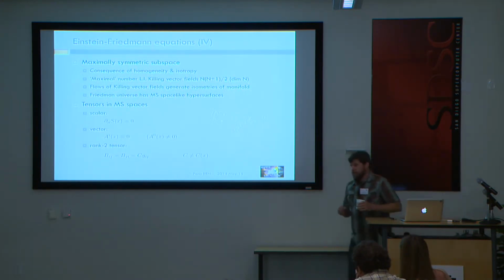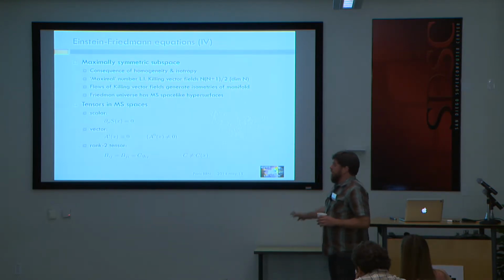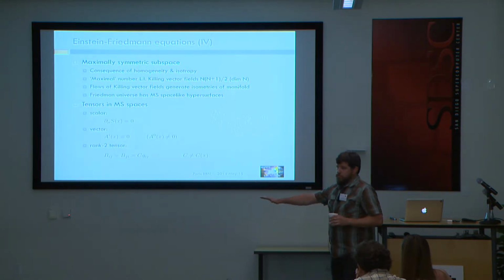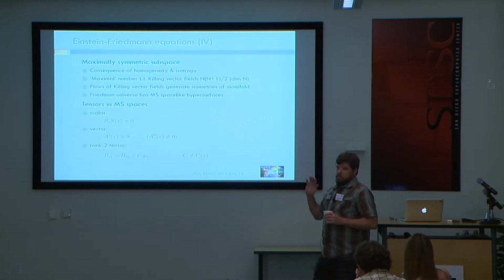One last thing that really simplifies our task when we're talking about early universe physics is the fact that the space-like hypersurfaces of the universe are maximally symmetric subspaces.